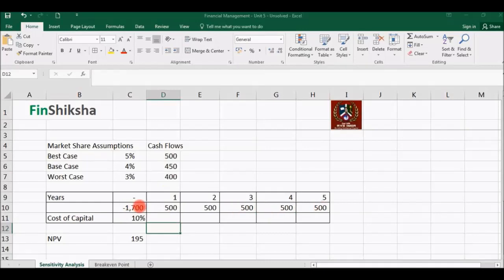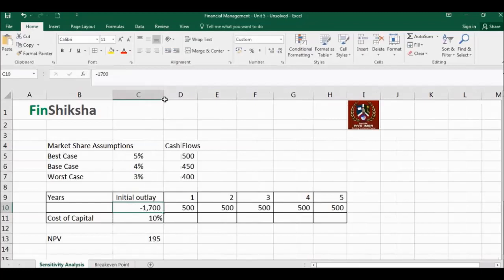The project has an initial outlay of 1700 crore. So initial outlay is 1700 crore. We can put this here in terms of initial outlay. So you have to put in this money, and then over a period you're going to make some sort of money on this. In the best case scenario, you're going to make 500 crore each year. In the base case scenario, you're going to make 450 crore each year. In the worst case scenario, you're going to make 400 crore each year, right?